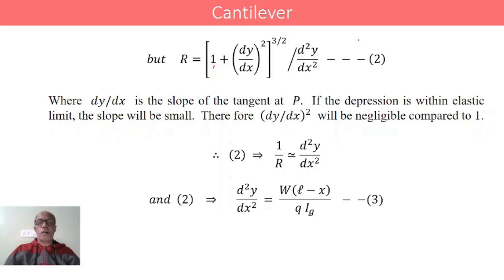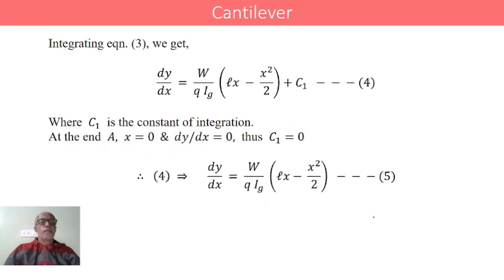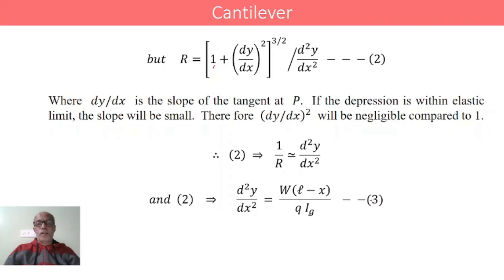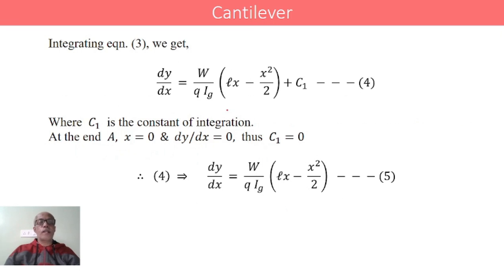Therefore equation 2 becomes, if I substitute the 1/R value in equation 1, d²y/dx² is equal to W into (L minus x) divided by Q into Ig. Integrating equation 3, we get dy/dx is equal to W by Q Ig into (Lx minus x²/2) plus C1, where C1 is the constant of integration.